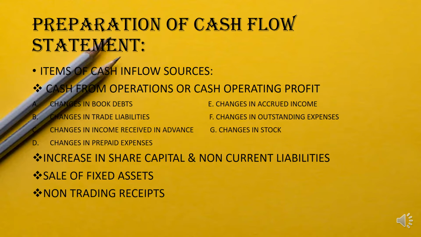Apart from this, we are going to see increase in share capital and non-current liabilities. The increase in share capital, debentures, long-term loans, etc. is usually considered as inflow of cash. Next one is sale of fixed assets. The amount realized from the fixed assets, that is sale of fixed assets like land, buildings, or machinery, is to be considered as a source of cash.